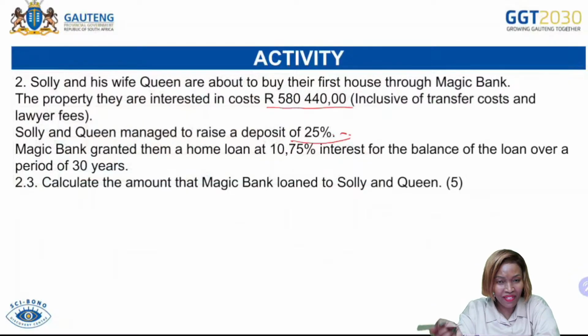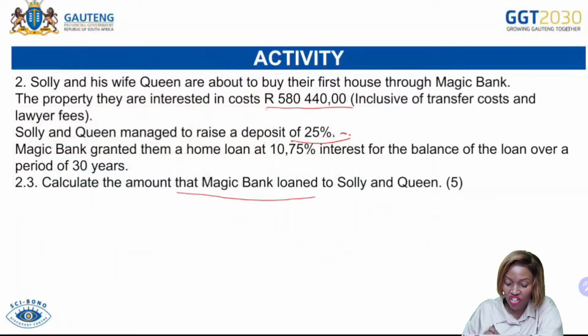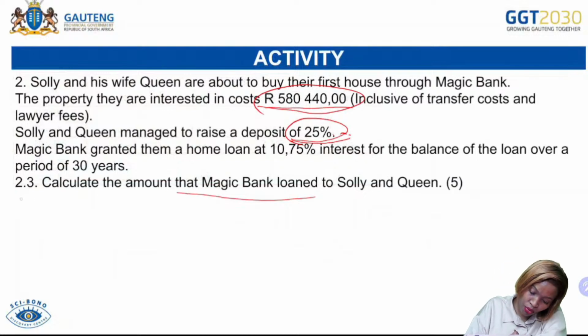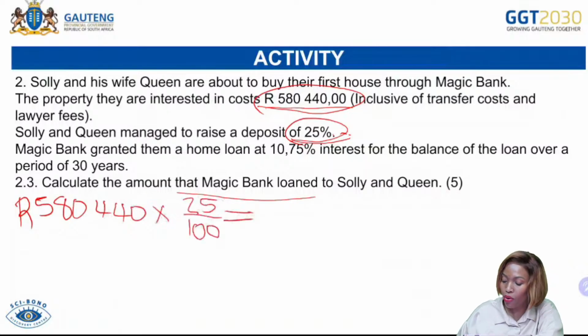Welcome back. Let's see if you got this one. I hope you got it right. So we want the amount that the bank loaned to this couple. Remember, they initially needed a loan of this amount, but they raised a deposit of 25%. So we need to know what was the deposit amount that they raised. So where do we start? We'll start by saying 580,440. We times that by 25%. Is it okay if I say 25 over 100? I hope it's not a problem.